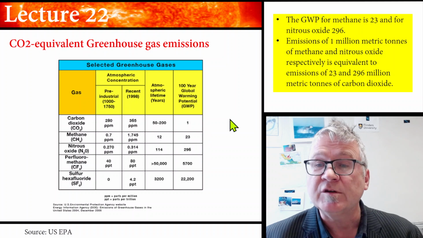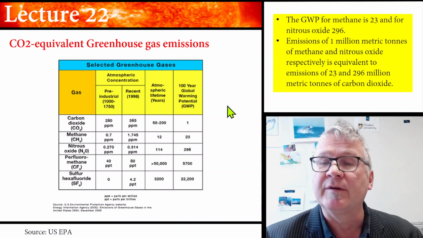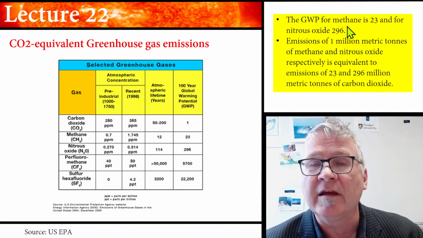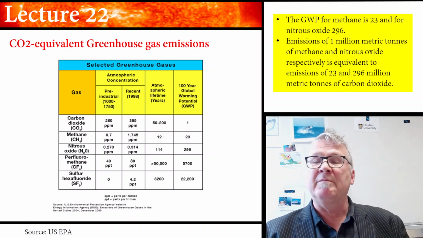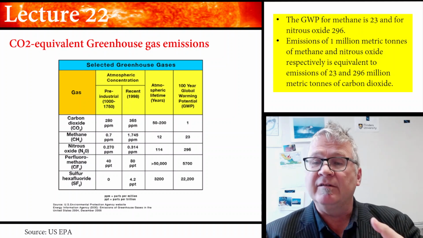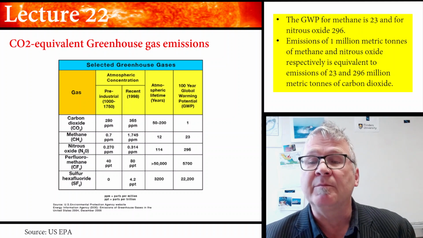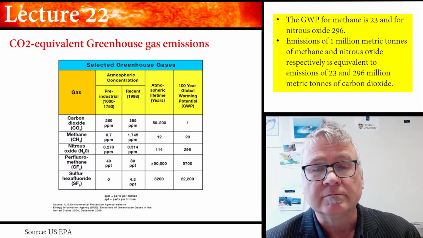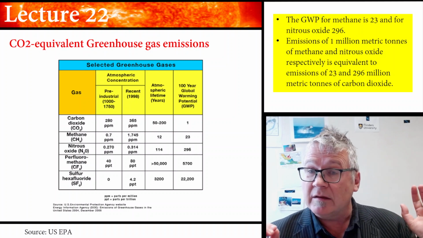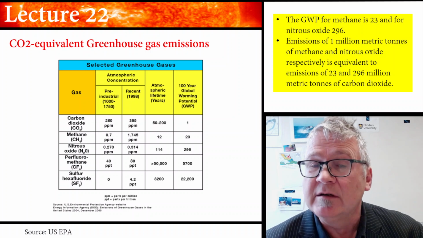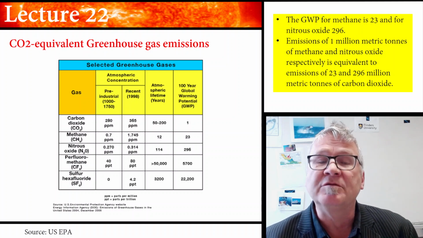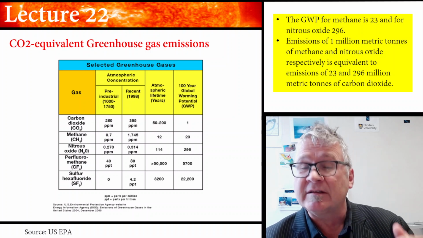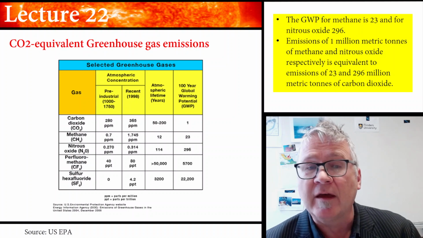All right. So the GWP for methane is 23, and for nitrous oxide 296, and then you can work out the equivalent. So emission of 1 million metric tons of methane is equivalent to emissions of 23 million metric tons of carbon dioxide, and similar for nitrous oxide. So this is how you now can put them all together and express the greenhouse gas effect in terms of CO2 equivalent emissions. Indeed, noting that CO2 plays the biggest effect.